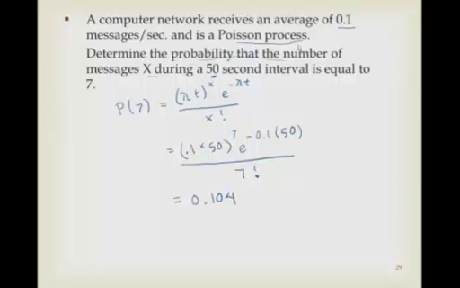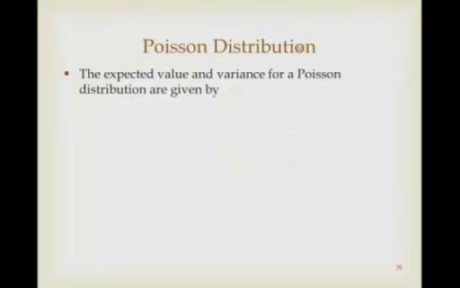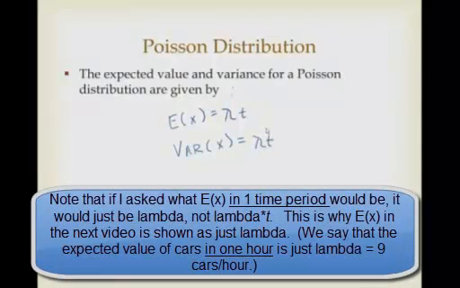So now let's go on a little bit, and we'll say that the expected value and the variance for the Poisson distribution are given by: expected value is just lambda t. And I always like this one because it's so simple. The variance is also lambda t. So you can't beat that for simple.